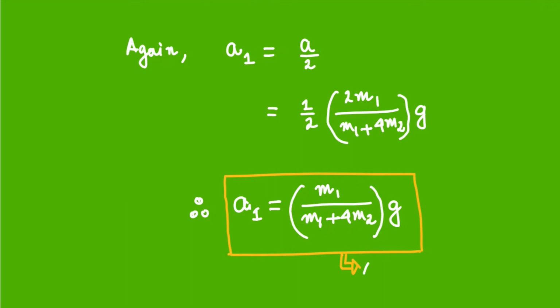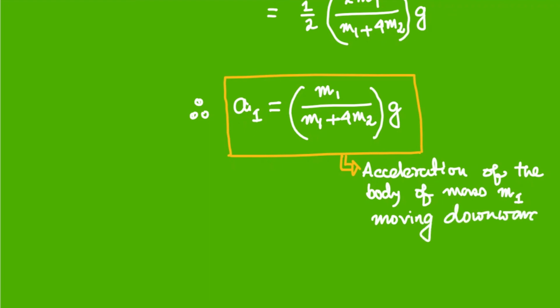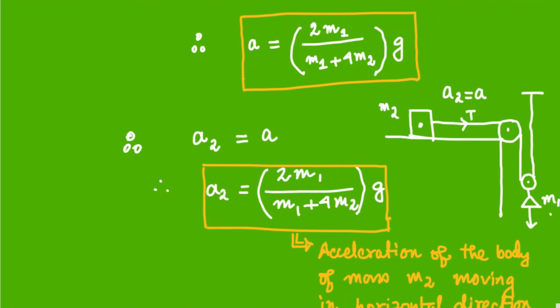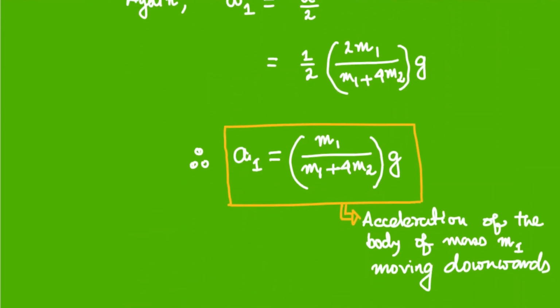This is the acceleration of the body of mass m1, which is moving downwards. In the diagram, this is the body of mass m1 which is moving downwards with an acceleration a1 equal a by 2. And we get a1 as m1 divided by (m1 plus 4m2) into g.